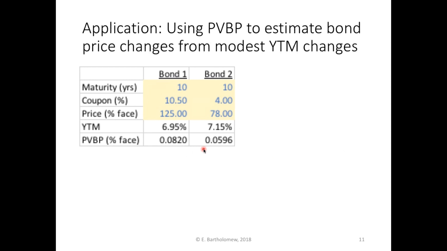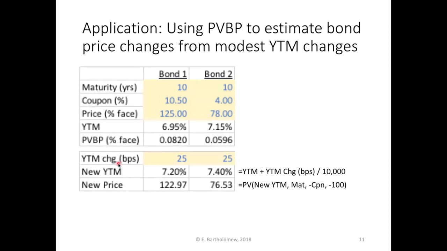Okay, so let's do an application. Why are we doing this? Why do we calculate PVBP? Well, it actually is a very, very powerful statistic, and the simplest application would be to estimate bond price changes from modest yield to maturity changes. So you can think of it as when you're positing what would happen if interest rates generally moved up or down by some modest amount, maybe not 1 basis point, but not a large amount, so that the linear approximation would be reasonable.